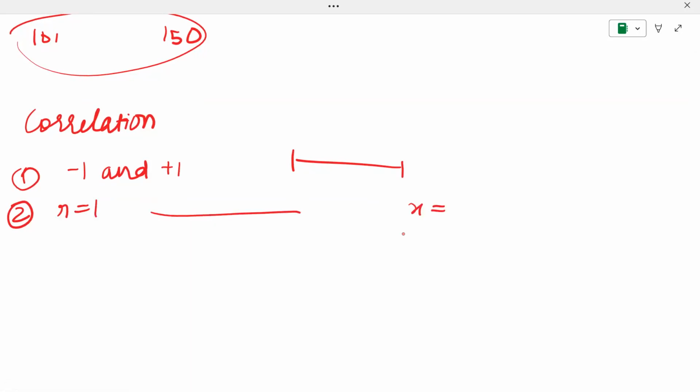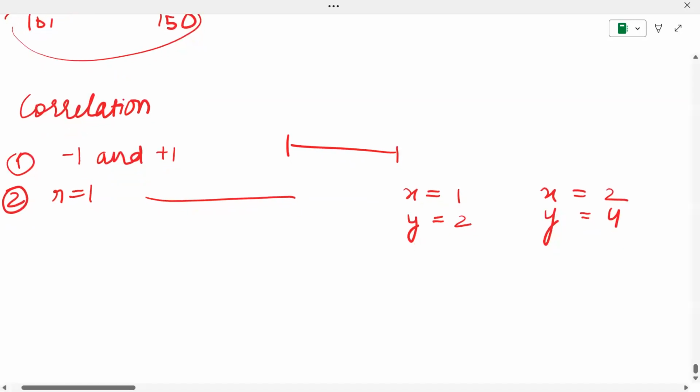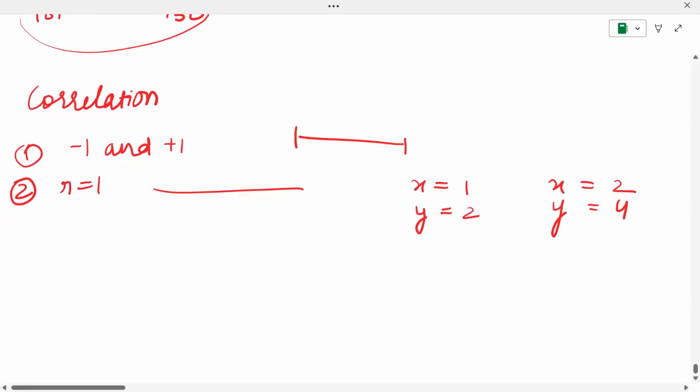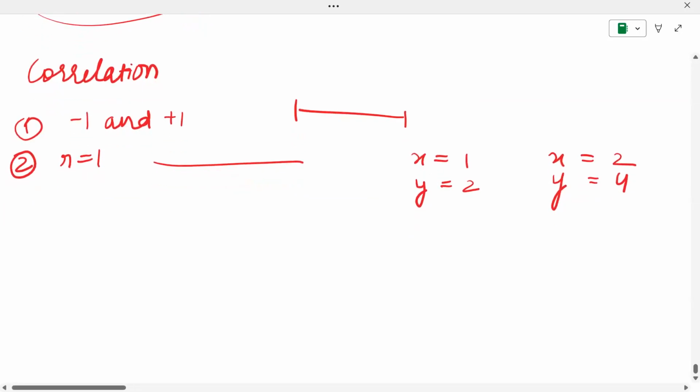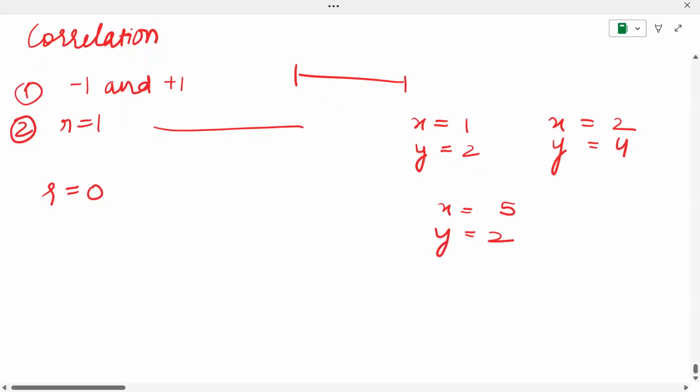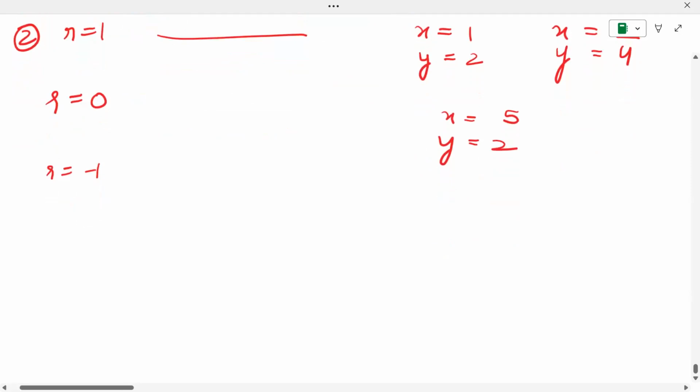That means if x is 1 and y is, let's suppose, 2, and x goes on to, let's suppose, 2, y is also going to increase by the same number of units. So that means there's a perfect positive correlation. Now, if I talk about a situation where r is equal to 0, then there is no relation. If x goes to 5, then y happens to be still at 2. There is no correlation between them. And there is another scenario where your r will be -1, so a perfect negative correlation.